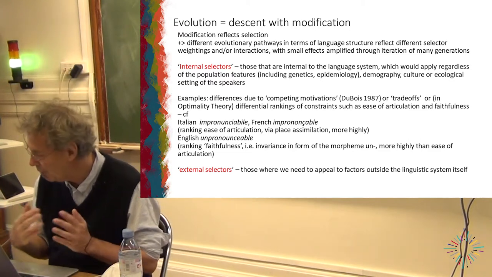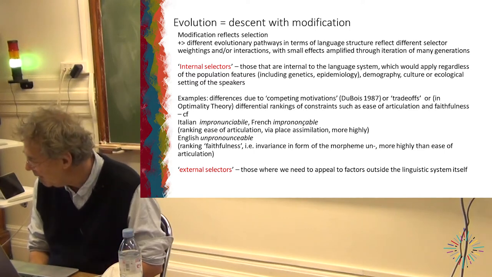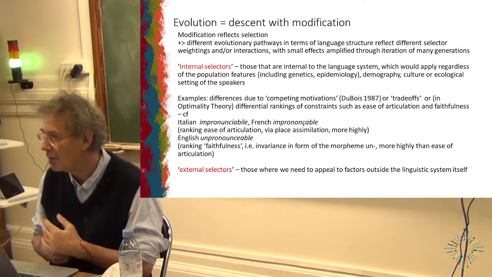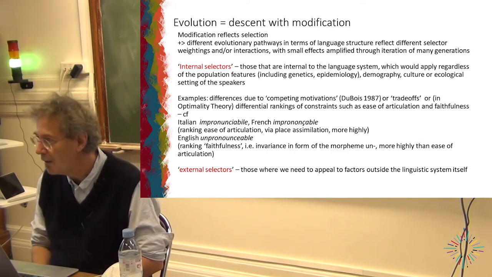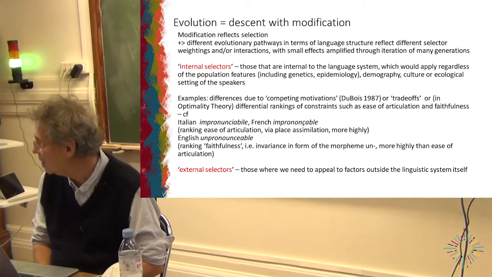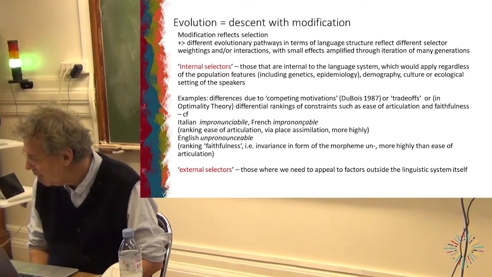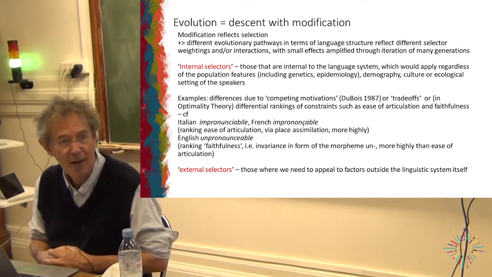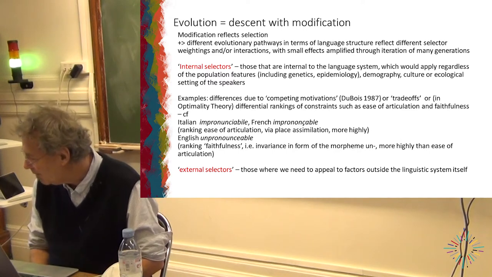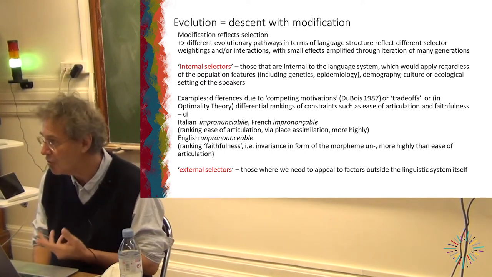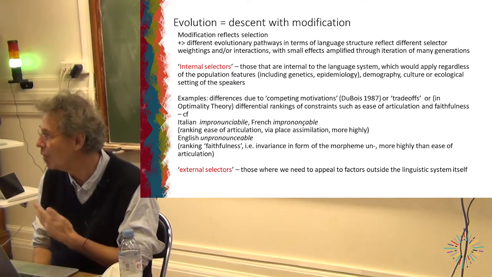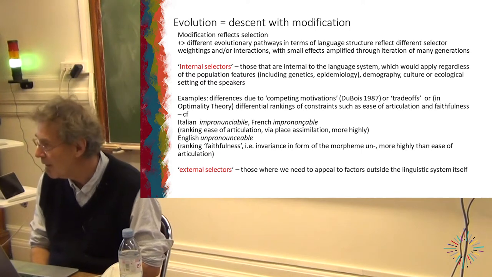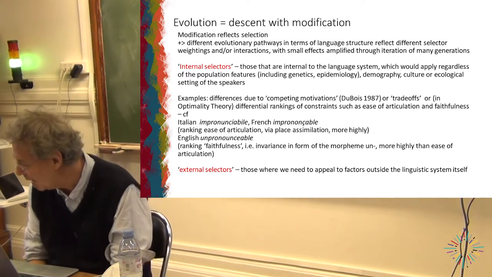So as we get different evolutionary pathways in terms of language structure, that reflects what we can call different selector weightings. That is, you've got the things selecting, and the claim I'll be advancing today is that a lot of linguistic diversification can be understood in this way. Also interactions: in a complex system, when you put several selectors together, these things can produce complex outcomes, and this can be amplified through iteration. Every language, except possibly totally new languages like a newly emerged mixed language, is the product of hundreds or thousands of generations, and that gives time for very small effects to accumulate.